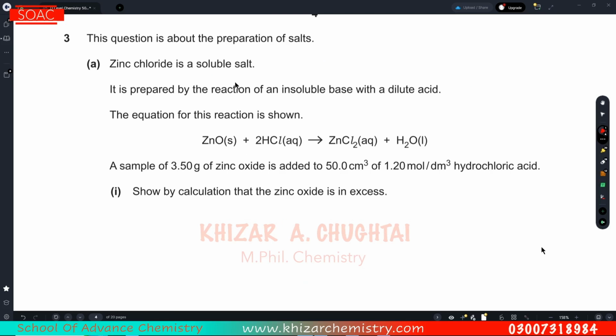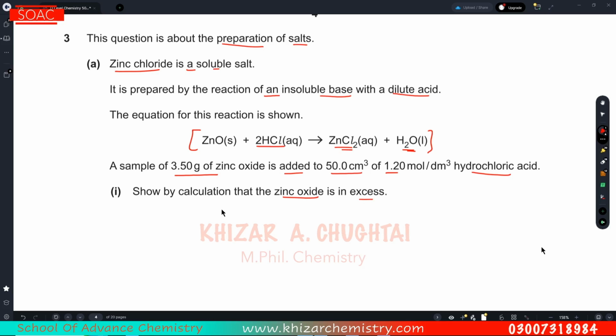Question number 3. This question is about the preparation of salts. Zinc chloride is a soluble salt. It is prepared by the reaction of an insoluble base with a dilute acid. The equation for this reaction is shown over here. Zinc oxide plus 2 mole of HCl goes to zinc chloride plus H2O liquid. A sample of 3.5 gram of zinc oxide is added to 50 centimeter cube of 1.2 mole per dm cube hydrochloric acid. Show by calculation that zinc oxide is in excess.